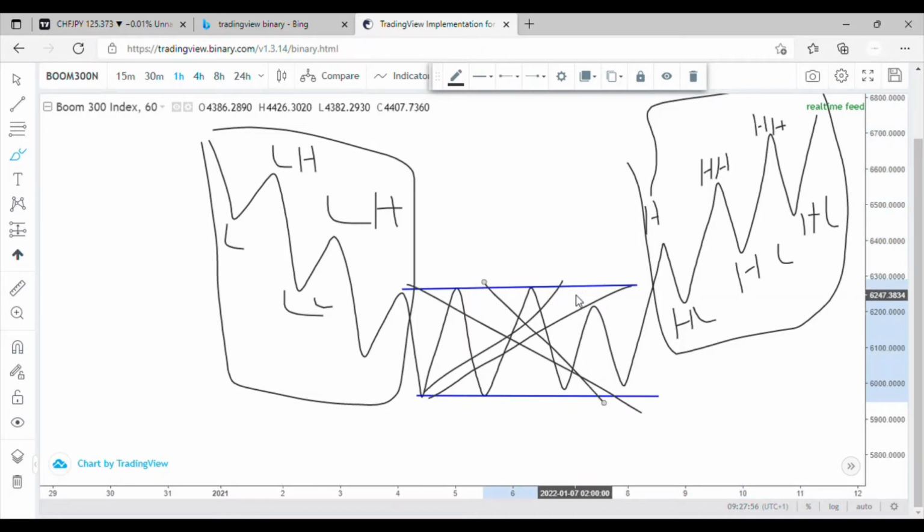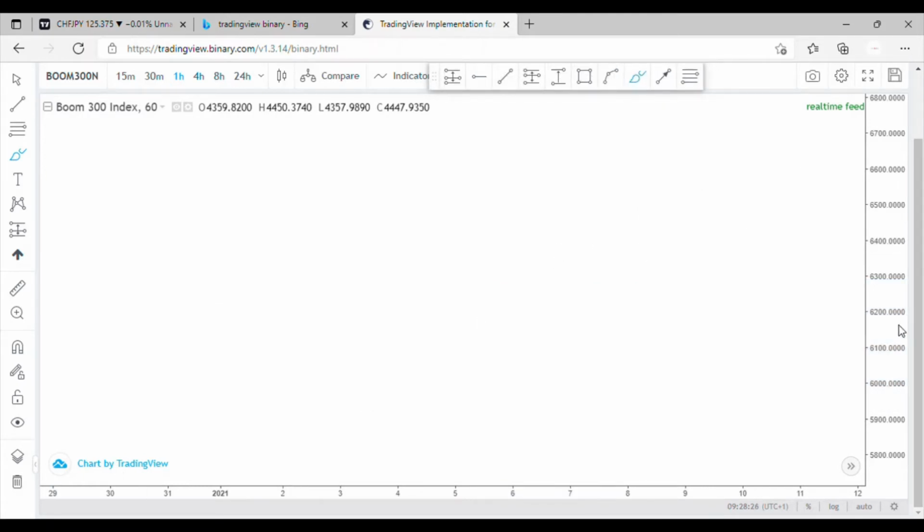So how do you know that a trend is in motion? It's when you have lower highs and lower lows, or higher lows and higher highs. That's when you know, okay, now I have a trend in motion. So let's get into the chart. Actually, let me show you how to implement a Fibonacci before we get into the chart.